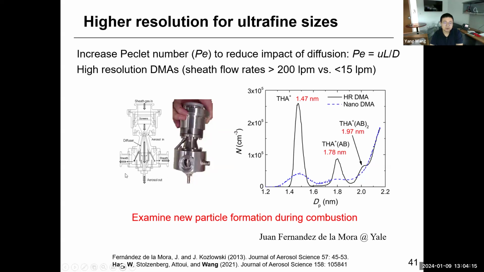So this is where the design of the high resolution or high sheath flow DMAs are coming into the picture. So these high sheath flow DMAs normally operate with a sheath flow of larger than 200 liters per minute, which is significantly higher compared to the conventional SMPS system. And because of that, you can see that they can achieve a very high resolution when we're trying to classify particles of smaller sizes, right? So you can generate these highly defined peaks, especially for the sub-3 nanometer particles.